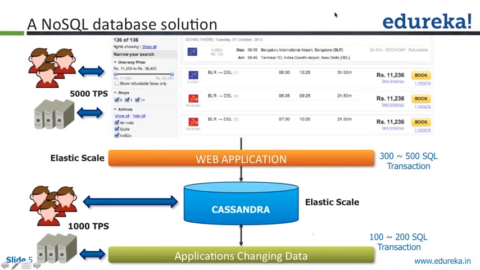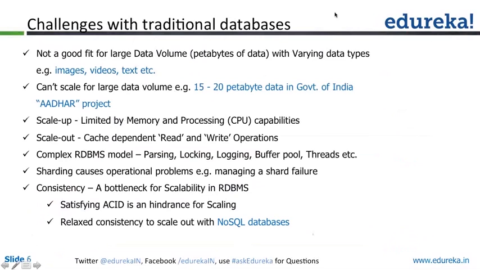Okay, so what are the general challenges that we talked about? Not good for large data volumes, absolutely, because of varying data requirements. If you look at the basic travel portal, there are too many varying data requirements.